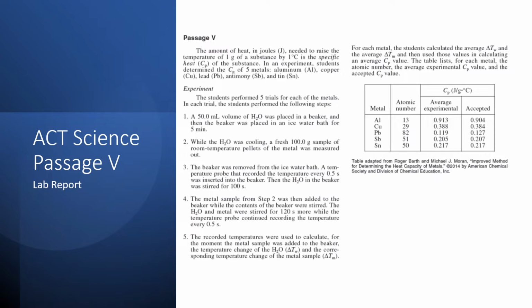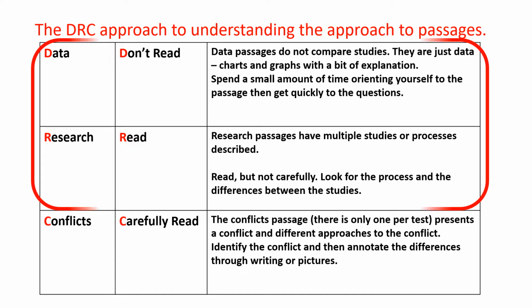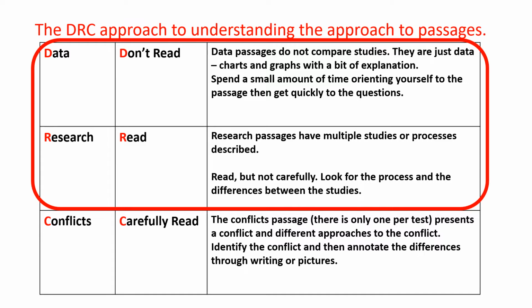This is passage 5. I call this one a lab report. It's a little interesting because it's just one experiment, so it's kind of like data, it just has one data passage. But then it has the explanation of how the experiment was done. So it's a little bit like research. So I call it a lab report. And I say you approach it kind of like data, kind of like research.